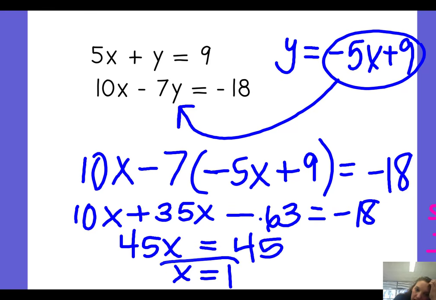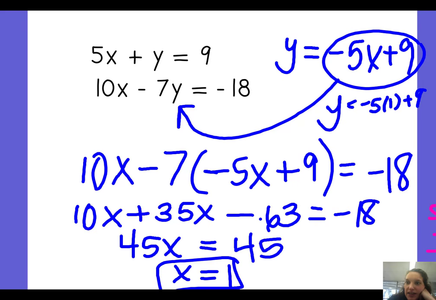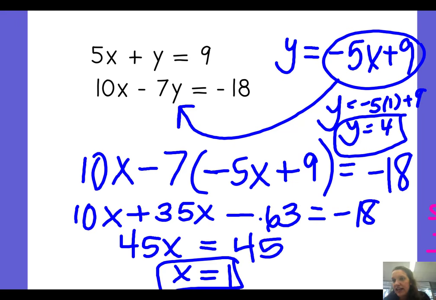So to get y, now I'm going to plug 1 back in for x into this equation. So y is going to be negative 5 times 1 plus 9. I'm plugging the 1 in for the x, and that gives me 4. So x is 1, y is 4. And I can double check this by plugging x is 1 and y is 4 back into both of these equations to make sure that it checks out.